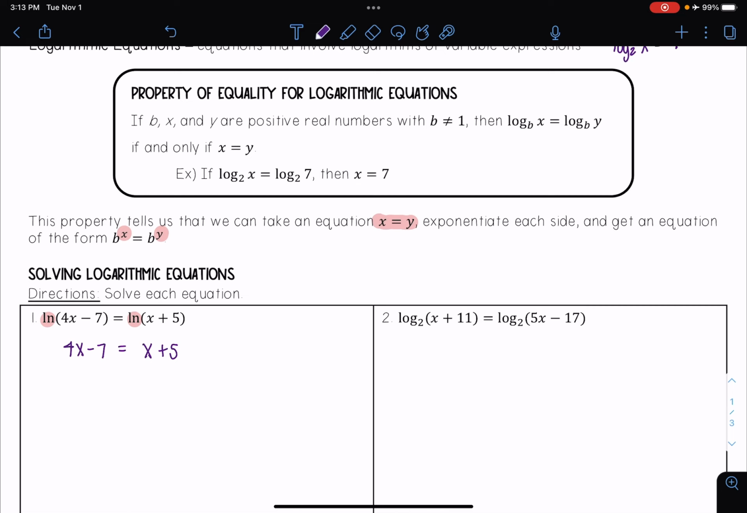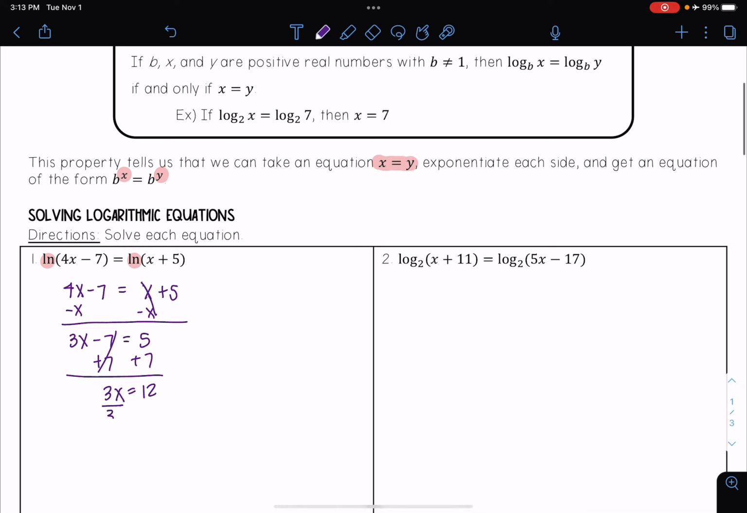Going on to solving this equation, subtract x from both sides, and I get 3x minus 7 is equal to 5. Then 3x is equal to 12. Then divide both sides by 3, and I get that x is equal to 4.